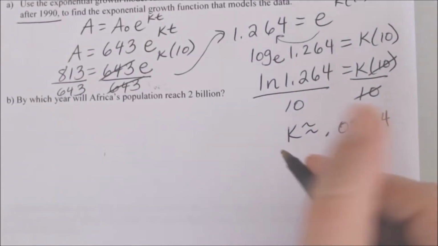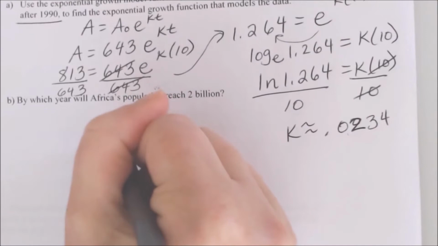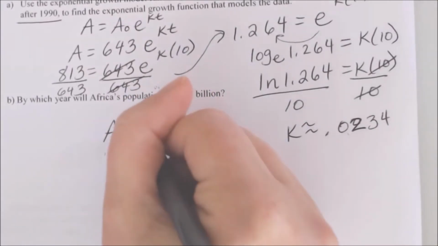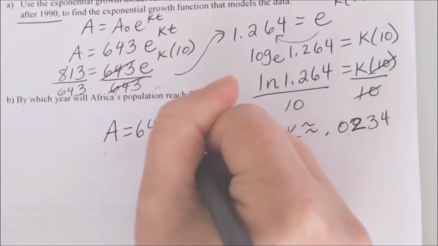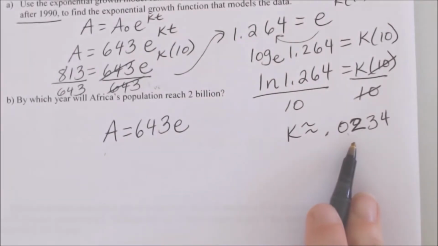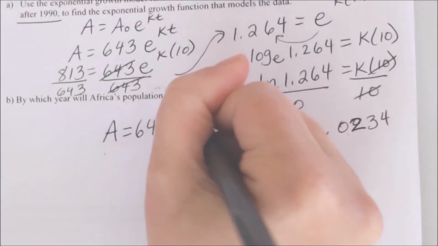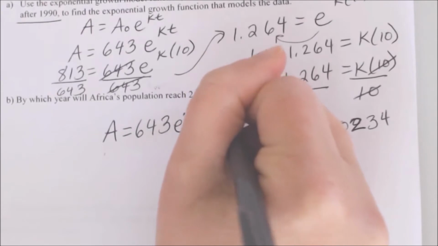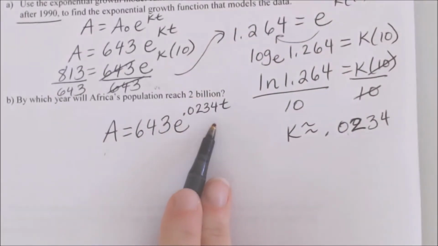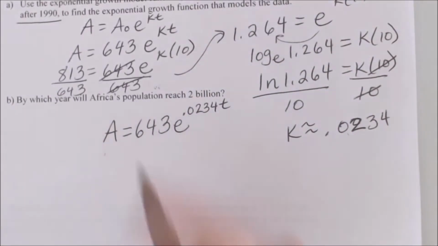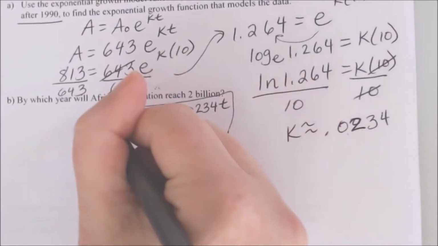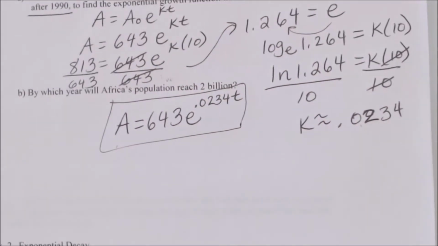So the model, they wanted the model for this. The model we're going to use is A equals 643e. Now put in that k value. That's going to be the same throughout the problem, 0.0234t. So A and t are going to be the variables in your model. This is the model right here that represents the population change for Africa.